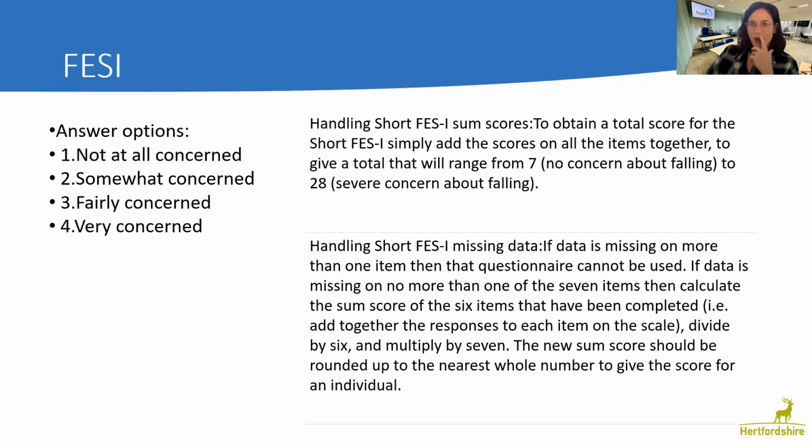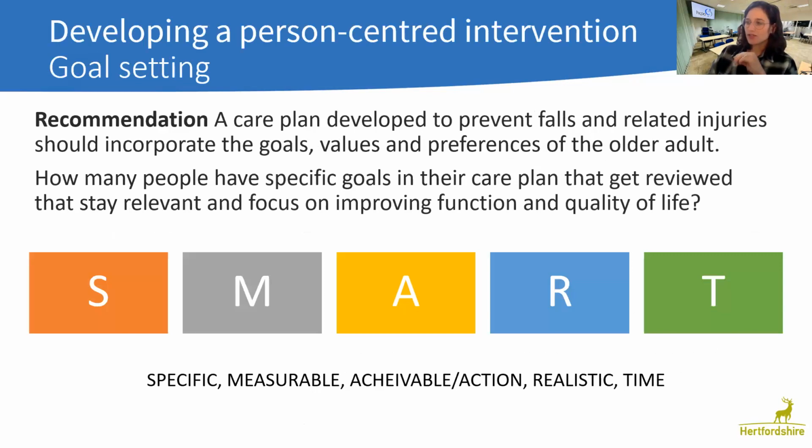So you then just do it by, we can't do less than 6. I will send this to you, so you'll have the slides to read this again. As I said, if data is missing on no more than one of the 7 items, then we calculate the sum score of the 6 items that have been completed. So adding together again, divide by 6 and then multiply by 7.